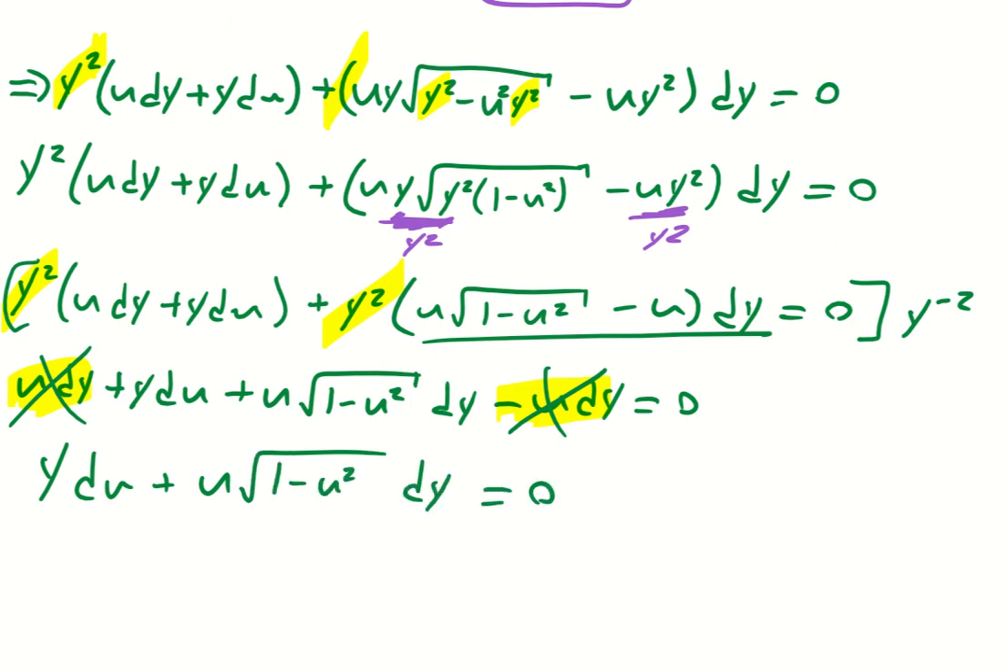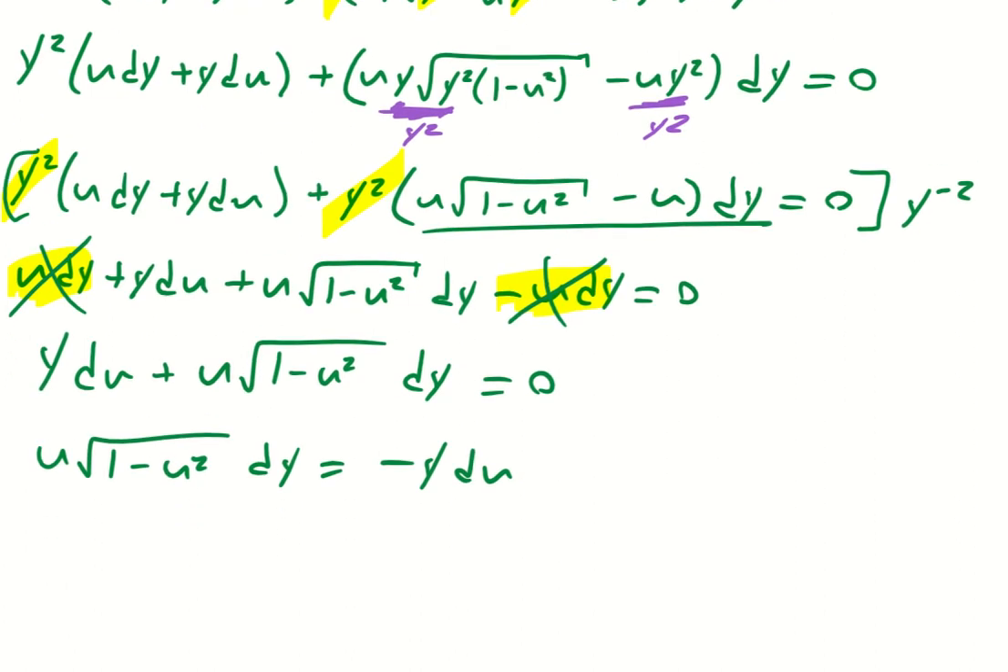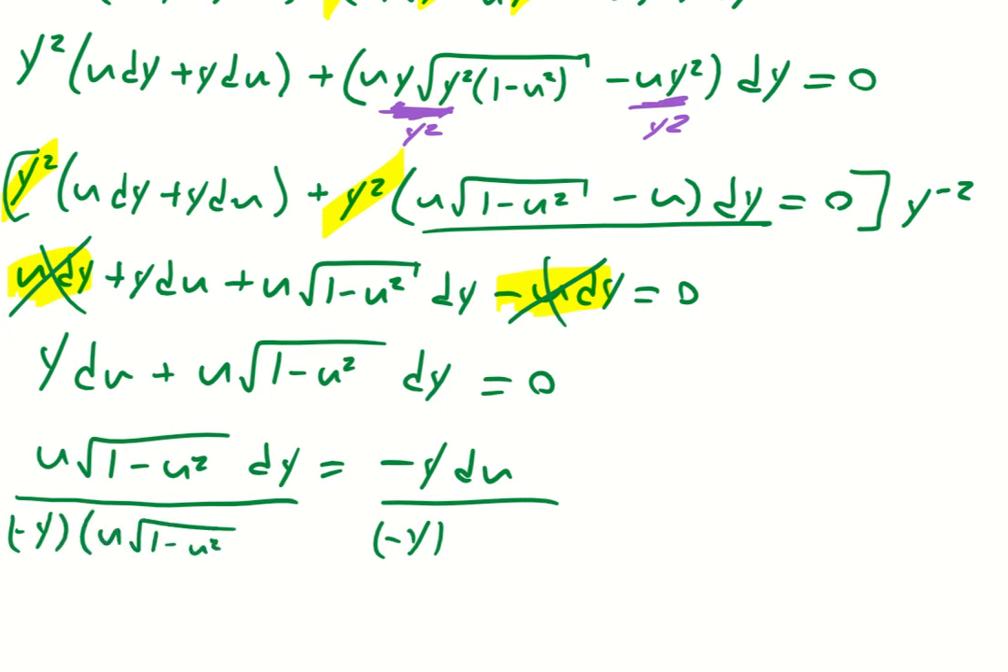is equal to 0. Let's subtract y du from both the left hand and right hand side of our equation. Hence we have u times the square root of the quantity 1 minus u squared dy is equal to minus y du. And then through division we can separate our variables. We'll divide both sides by y. Actually, let's do it by minus y. I think that'll be a little easier. And we'll divide both sides by u times the square root of the quantity 1 minus u squared.